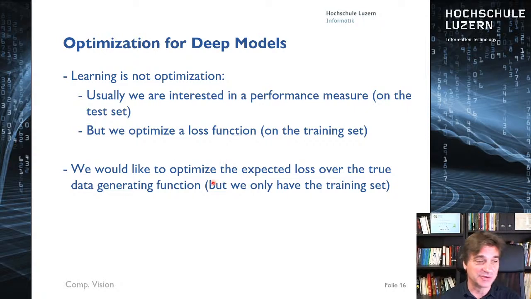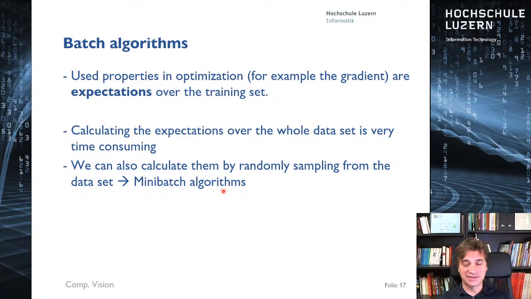And of course, we would like to optimize the expected loss over the true data generating function, but we only have the training set available of that. What does this mean? It means that we can use expectations. So if we anyway just have a sample of the data from the data generating function, like the training set, it does not really matter how much of this data we use for one pass of the optimization. So it also means we usually do not want to optimize over the whole data at one time step, even if it would be possible.